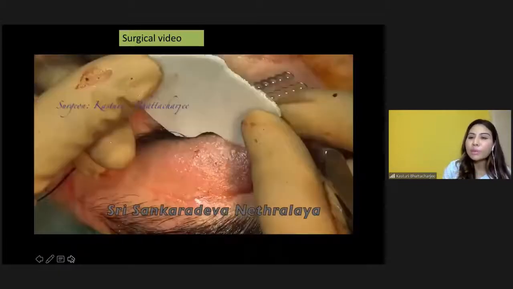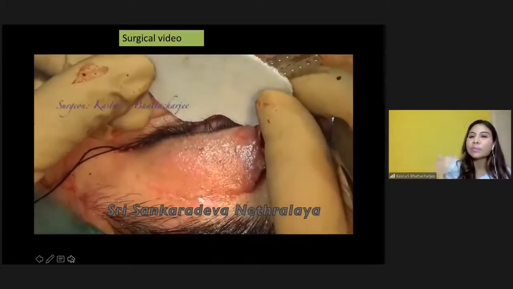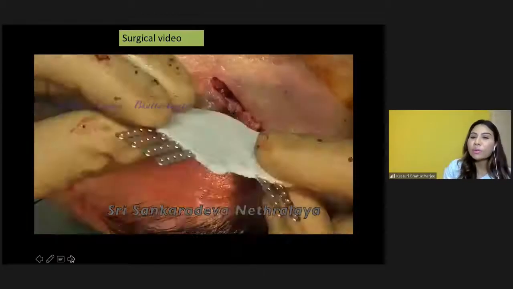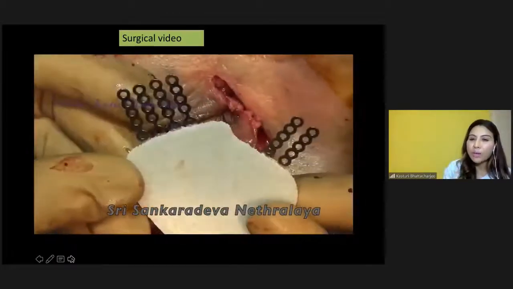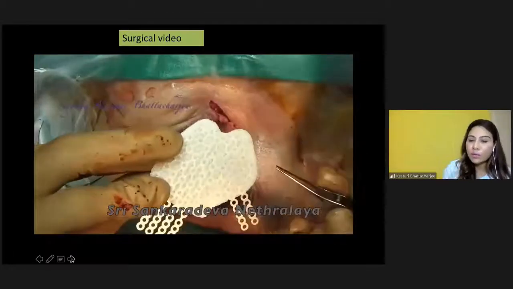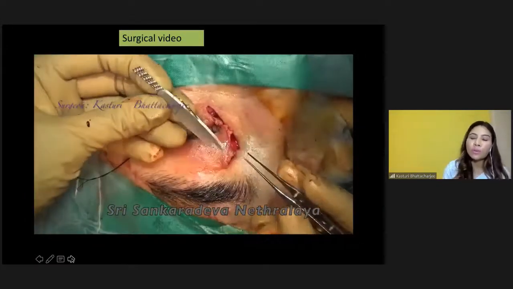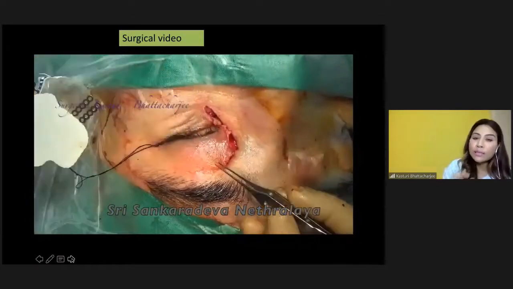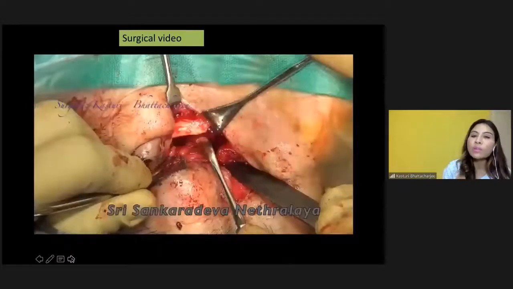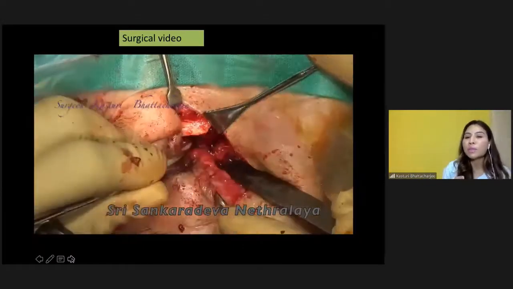This is the MTM implant. This is Medpore, titanium Medpore. The first layer of the Medpore is giving me a volume of 1.5. The second layer is giving me another 1.5, and the titanium is giving 1 to 1.5. So with this implant in one go, you can give a volume of approximately 5 millimeters.